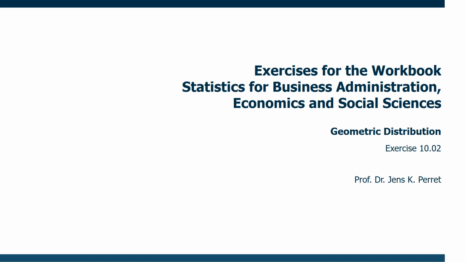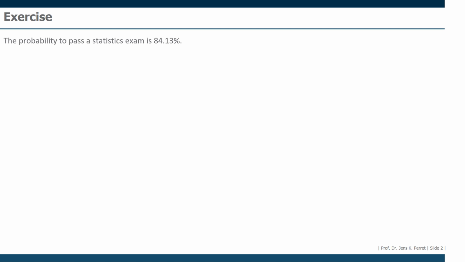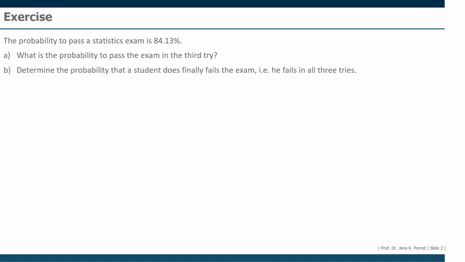Welcome to another exercise for the workbook Statistics, this time focusing on the geometric distribution. Our task in this context here is the probability to pass a statistics exam is 84.13%. Questions on this: what is the probability to pass the exam in the third try? Part B, determine the probability that a student does finally fail the exam, meaning he fails in all 3 tries.